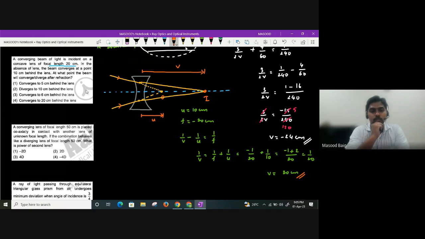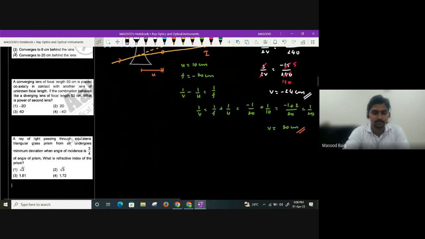So you can just keep the question aside. I'll cross check this question, guys. We anyhow got 20 centimeters, but it should be diverging to 20 centimeters. We will do that case. I'll cross check that question once again. I hope you understood whatever it is asking. Yes or no?